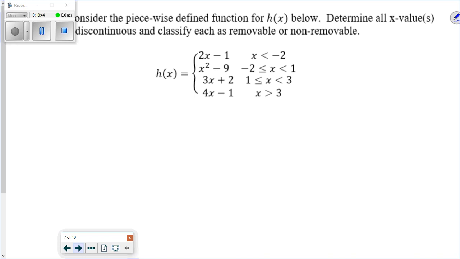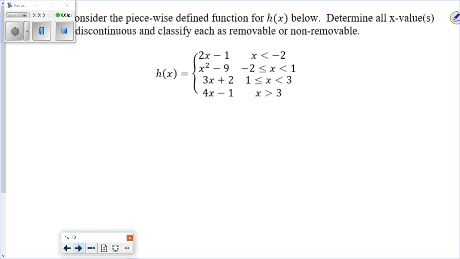Okay, now, let's look at this example. Ooh, look at that piecewise. All right, so here we're given h of x, which has 4 pieces, and we want to determine all the x values where h of x is discontinuous and then classify each as removable or non-removable. So with your piecewise functions, this is when you may have a jump discontinuity, because the idea is, do the pieces meet or do they not meet, meaning there's a jump.